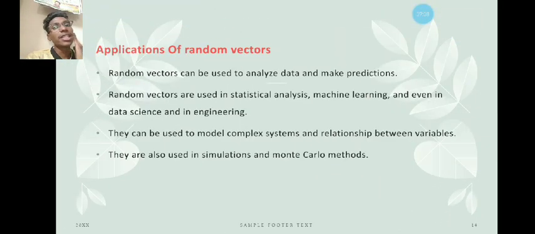Okay, let's see the applications of random vectors. Random vectors can be used to analyze data and make predictions. They are used in statistical analysis, machine learning, data science and engineering. They can be used to model complex systems and relationships between variables. They are also used in simulation and Monte Carlo methods.